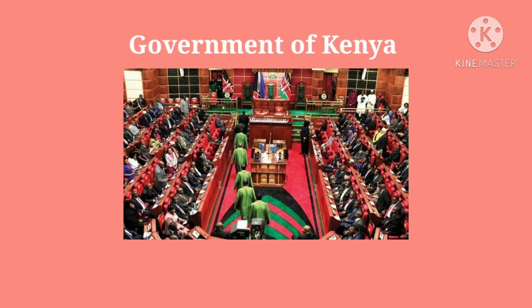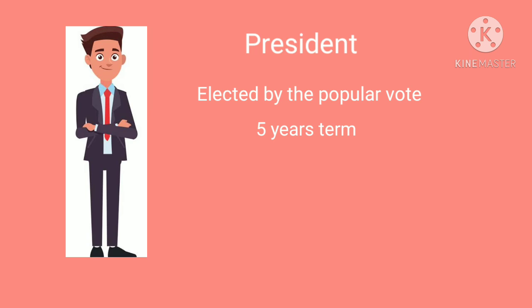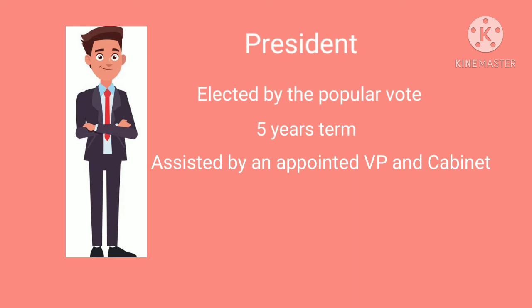The government of Kenya is a presidential representative republic. The executive power is held by the president, who is elected by direct popular vote for 5 years. The president is usually assisted by an appointed vice president and a cabinet.